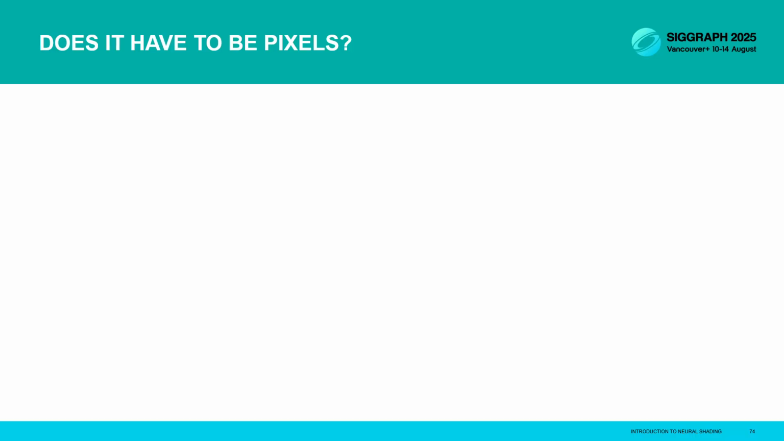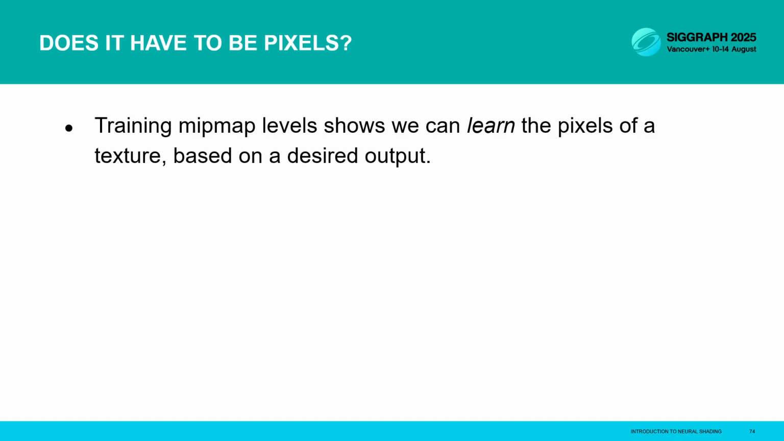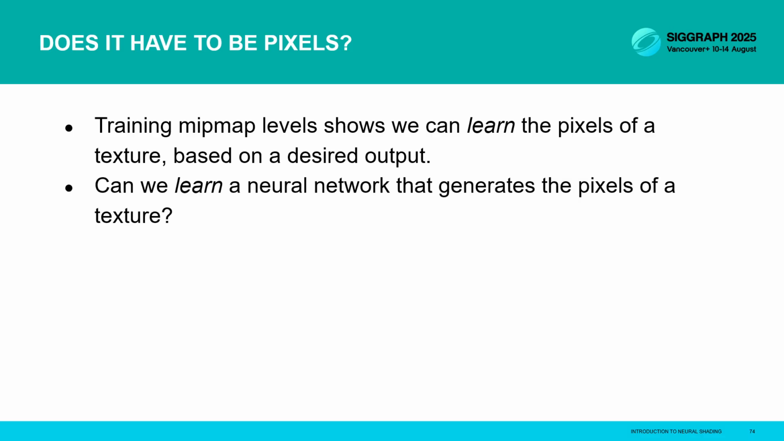So, in the last section, we looked at the problem of bitmaps. We asked the question, can we learn the pixels of some textures to feed into a BRDF and get a desired output? In this section, we're going to start on the neural side and ask, can we learn a neural network that generates the pixels of a texture?